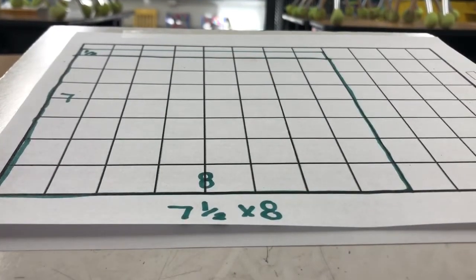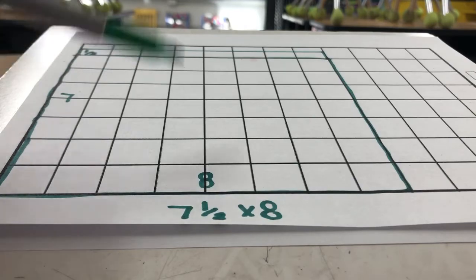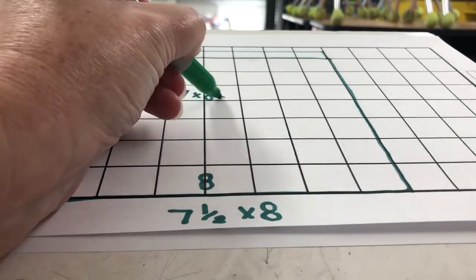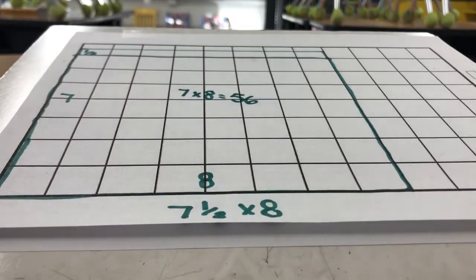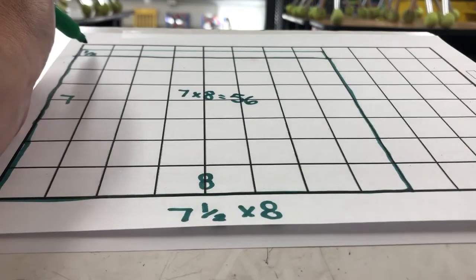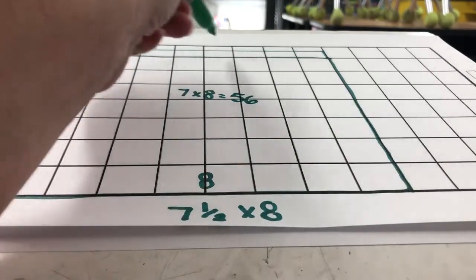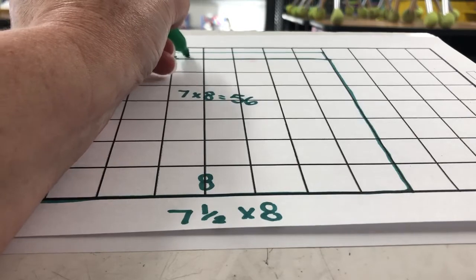All I have to do is multiply my 2 partial products for this. The first big box shows 7 times 8. And without counting all those squares, I know that 7 times 8 is 56. And then this little half box up here is 1/2, 8 times. 1, 2, 3, 4, 5, 6, 7, 8. So I can do 1/2 times 8.